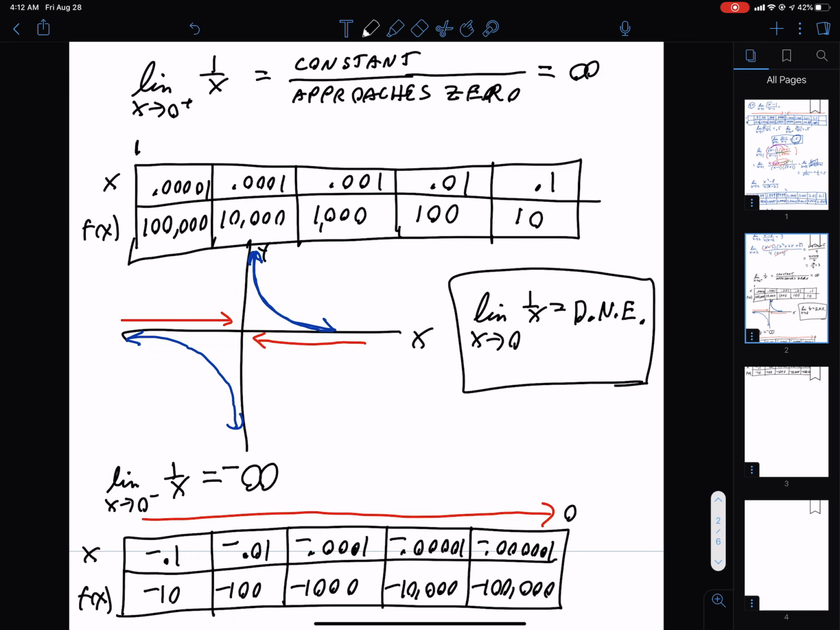Because we learned a couple lessons ago that if the limit from the right and the limit from the left are different, they are, this is negative infinity, that's infinity, then the limit does not exist. Now, if they both came out to infinity, then this would be infinity. If they both came out to be negative infinity, this would be negative infinity. But since the left and right are not the same, the limit does not exist. So that is infinite limits.